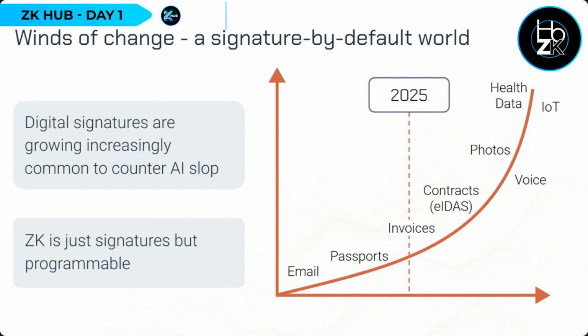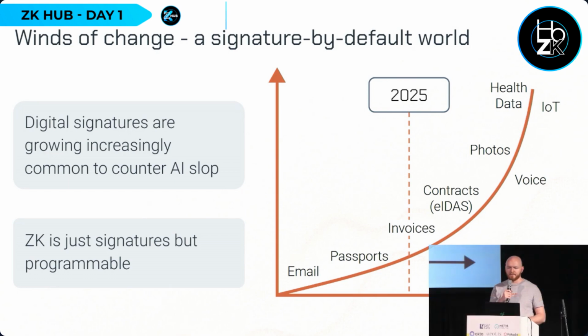And signatures are following the same kind of curve as ZK. You've got emails being signed for a few years already, passports. Now we're signing invoices, contracts, open banking, as Noir did. We're going to sign photos, health data, voice stuff, IoT, pretty much everything.